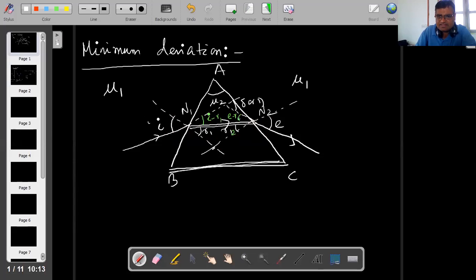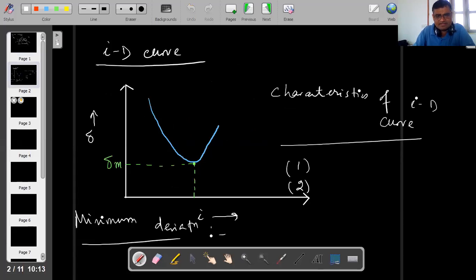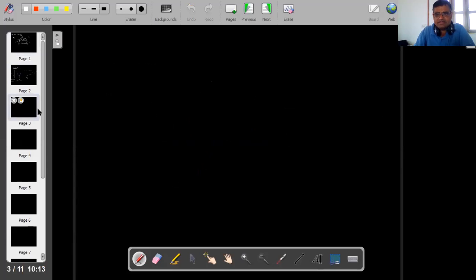And if I is equal to E, I can say R1 is equal to R2 and that is equal to A by 2. At minimum deviation, you always get three very important things. What are they? Write down. At minimum deviation, the following three observations can be made.